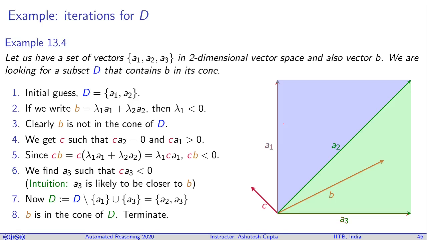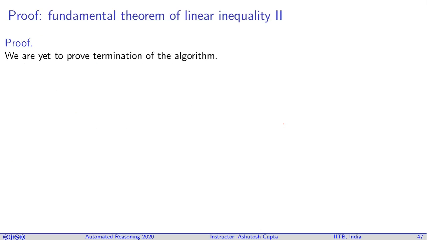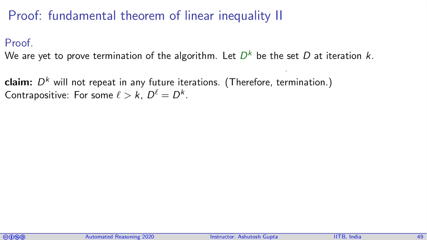So one thing to note is that we are enumerating these sets. One thing that can go wrong is we start with a set, we proceed and come back with the same set again, right? So you need to show that the same set will not repeat again. Let's say Dk be the set D at the kth iteration, and we will prove that Dk will not repeat ever again. Once it has shown up in our set, as the algorithm proceeds, Dk will not come back again.